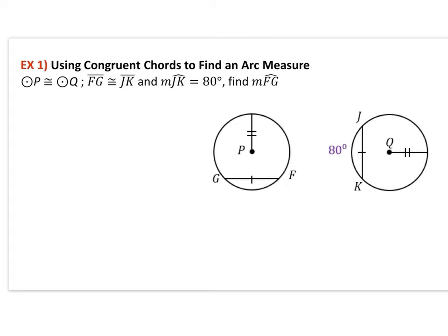So let's see what we want here. We want this arc measure right along here. Well, based on the theorem we just stated, we know that the measure of arc GF must be equal to 80 degrees. And that's because in congruent circles, two minor arcs are congruent if and only if their corresponding chords are congruent.